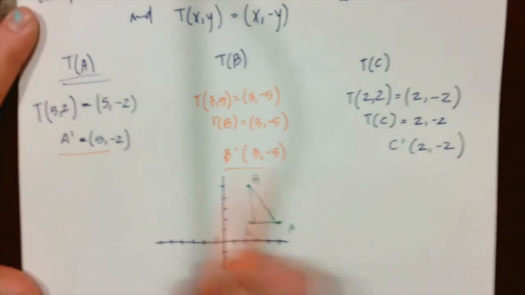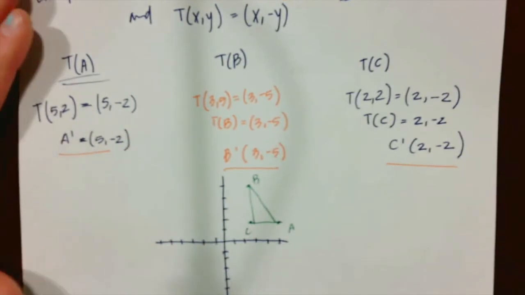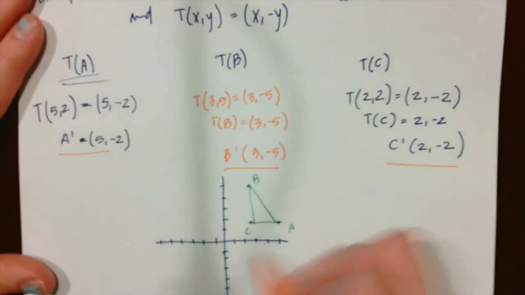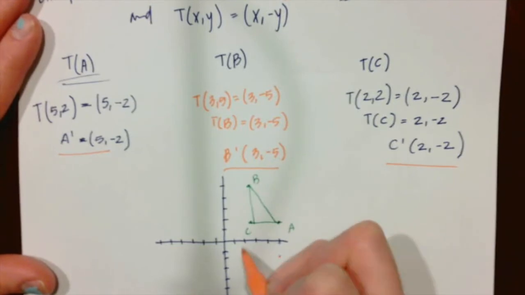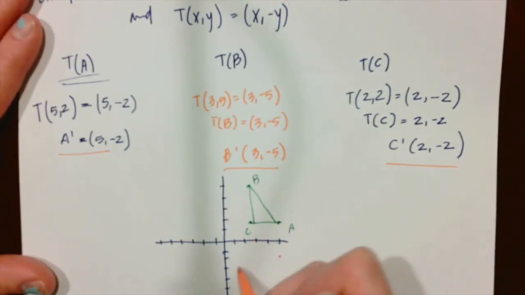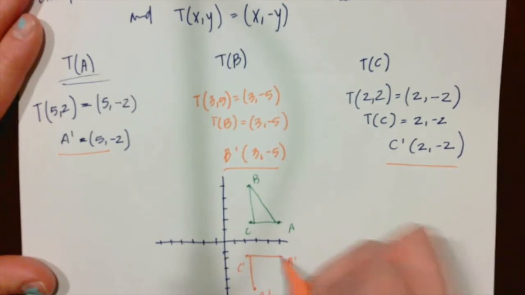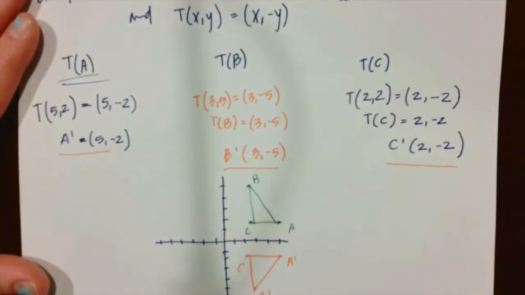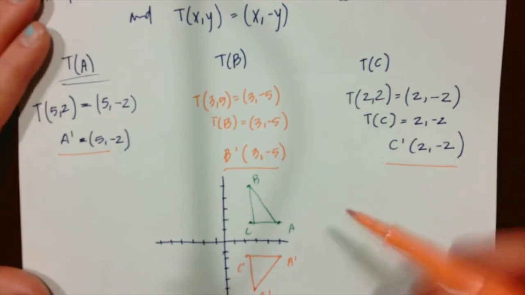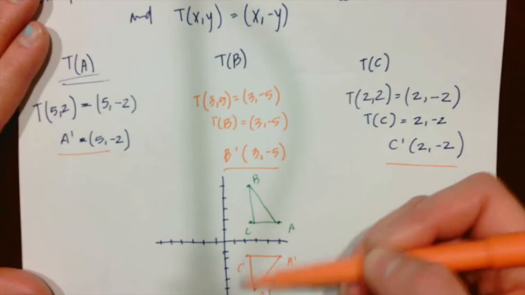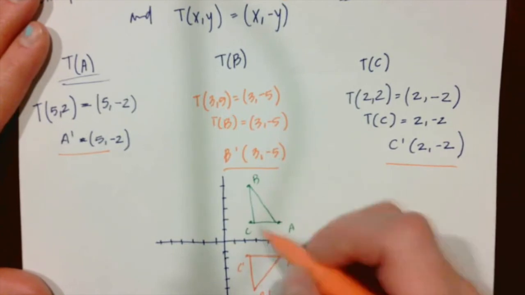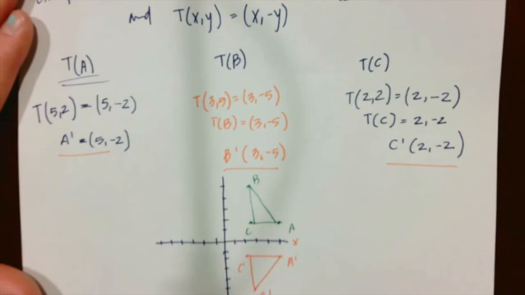Then we have in orange our image. So A prime is at 5, negative 2. B prime is at 3, negative 5. And C prime is at 2, negative 2. Now you'll have to forgive my not exact drawing. I'm afraid it's not quite perfect, but you can see that this image was taken and flipped upside down over the x-axis down below.